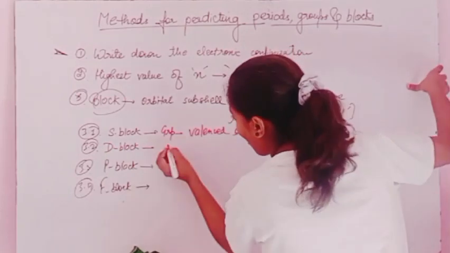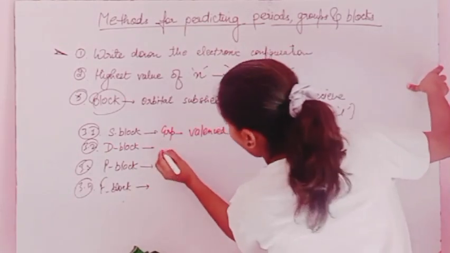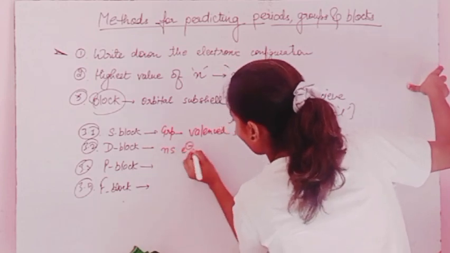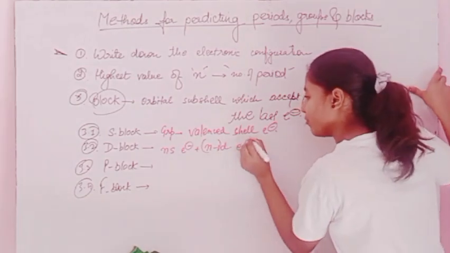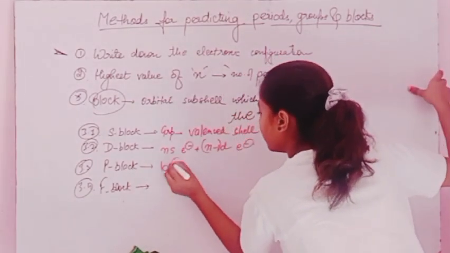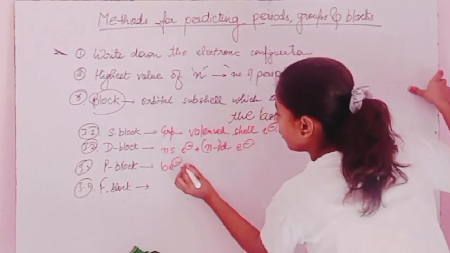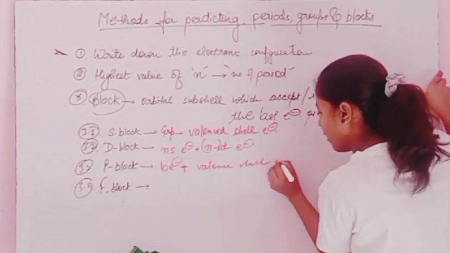Talking about your D block, what you're gonna get is, for D block we are gonna add ns electrons plus your (n-1)d subshell electrons. For your P block, you're gonna add 10 electrons to your valence or outermost shell electrons.